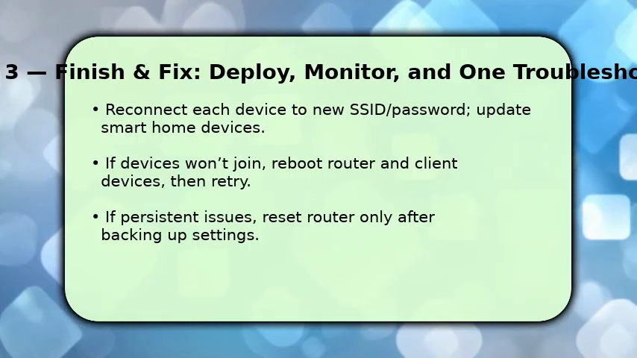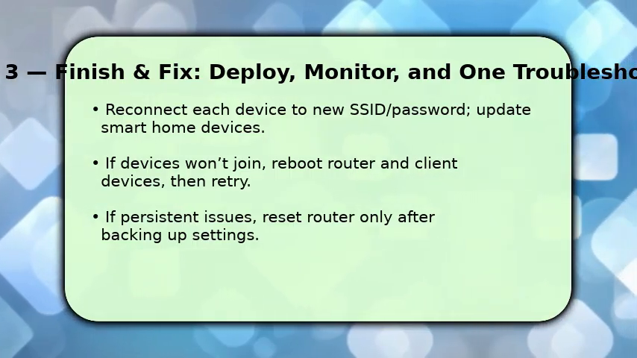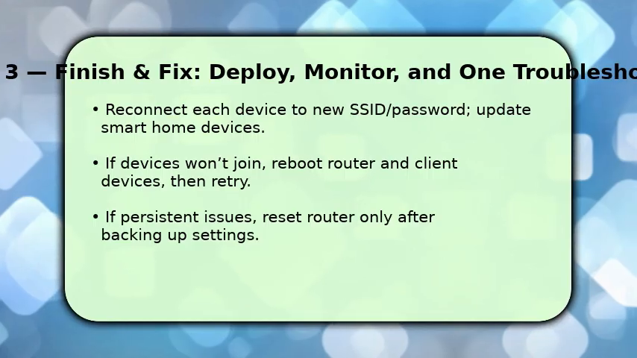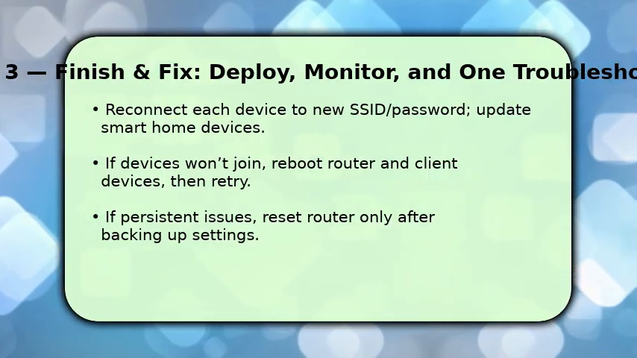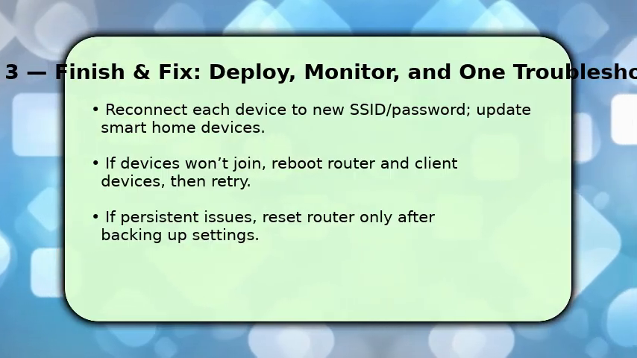If problems persist, check for firmware updates in the admin menu, then consider a factory reset as a last resort. Back up any custom settings first. Contact T-Mobile support only if the issue remains unresolved.